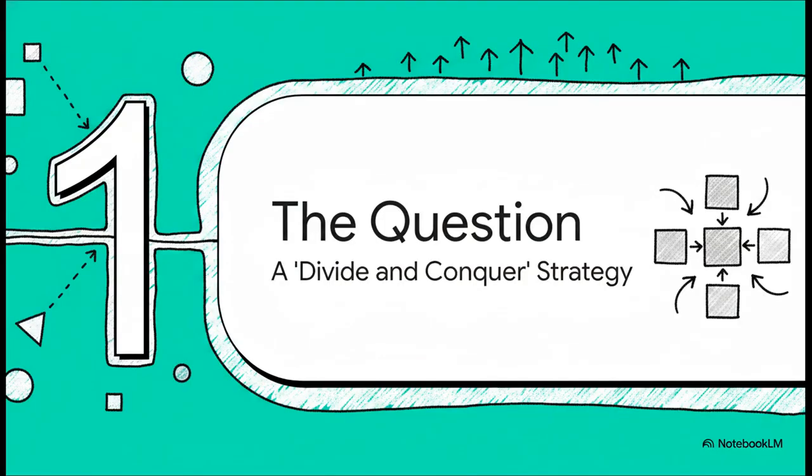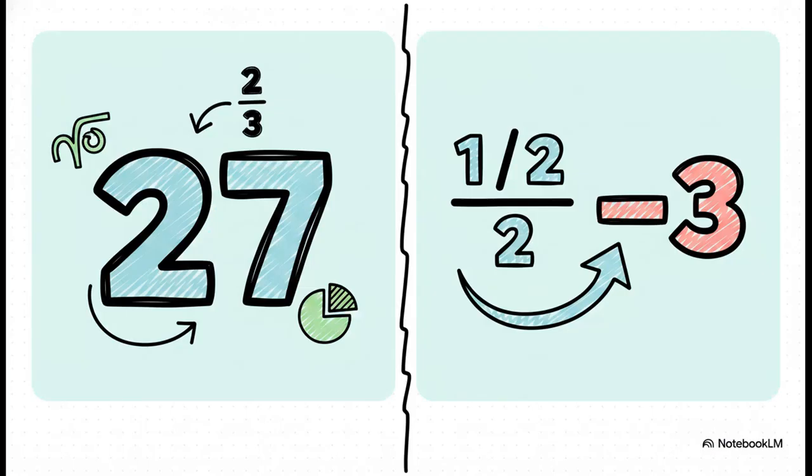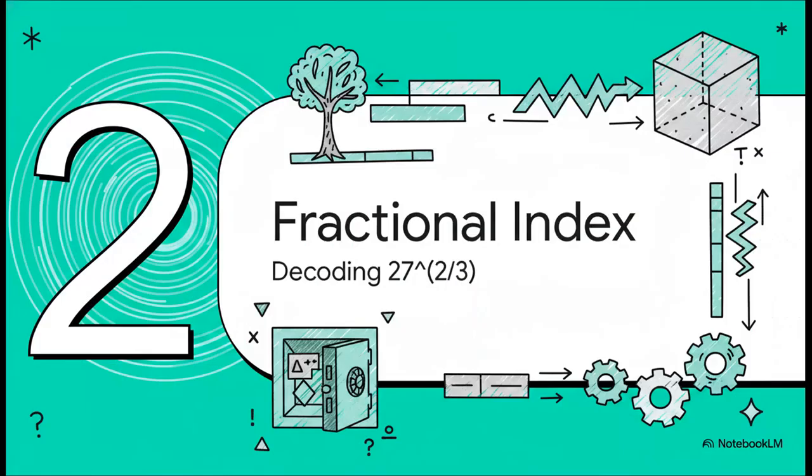Okay, first things first, the best strategy for a problem like this is always divide and conquer. We've got two distinct parts to this expression, so let's just solve each one on its own before we even think about putting them together. So let's break it down. Part 1 is that fractional index, 27 to the power of 2/3, and part 2 is the negative index, 1/2 to the power of -3. We're just going to focus on them one at a time.